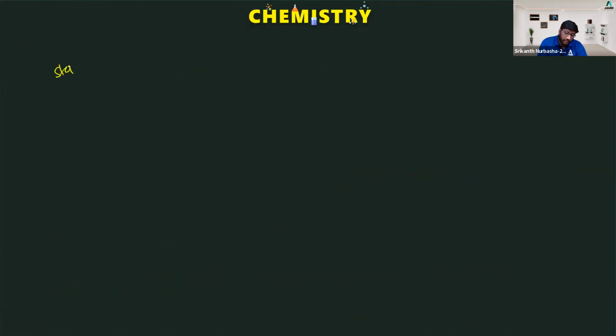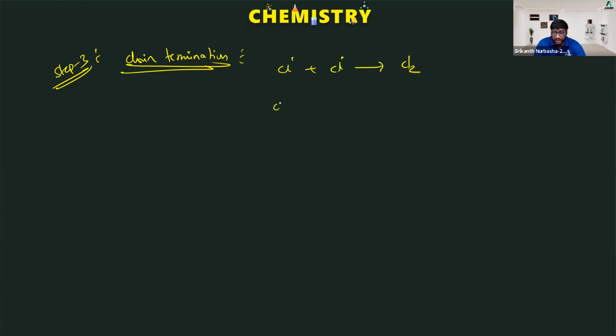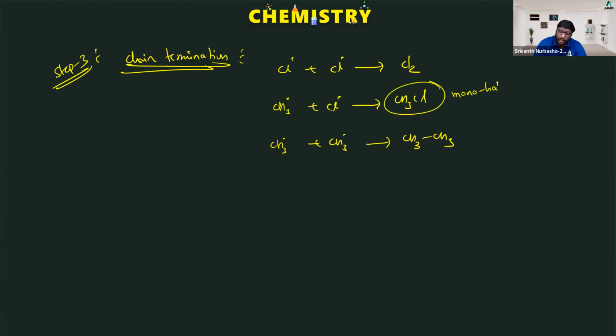And step 3, chain termination. What happens in chain termination, students? Cl dot, the chlorine free radicals, will combine with each other to form Cl2. CH3 dot can also combine with Cl dot to form CH3Cl. CH3 dot can also combine with CH3 dot to form CH3CH3. Yes or no? So this is nothing but your monohalogenated product. These all can happen.